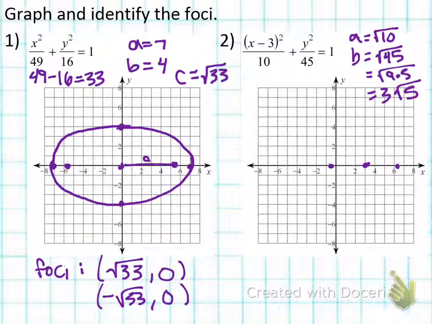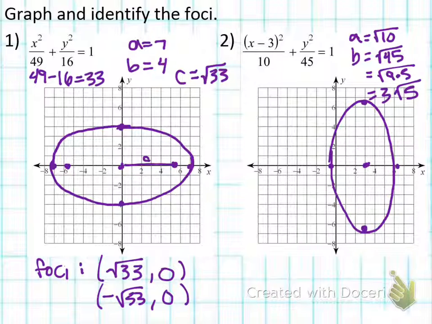So I'm going to go about 6.5 units up and 6.5 units down from my center to plot those points. Okay, and then I'll sketch my ellipse. That's my favorite part. Okay, so that's my ellipse. Now I want to look at the focus points.